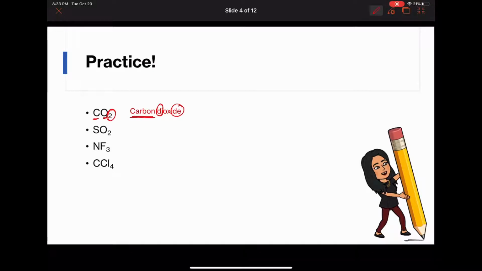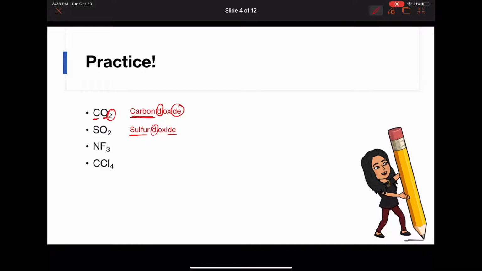Next one. Hopefully you said sulfur dioxide. So same idea. Sulfur, right, only has 1 atom, so it's just sulfur. And then oxygen, one more time, has 2, so it's di, and then the suffix "-ide."